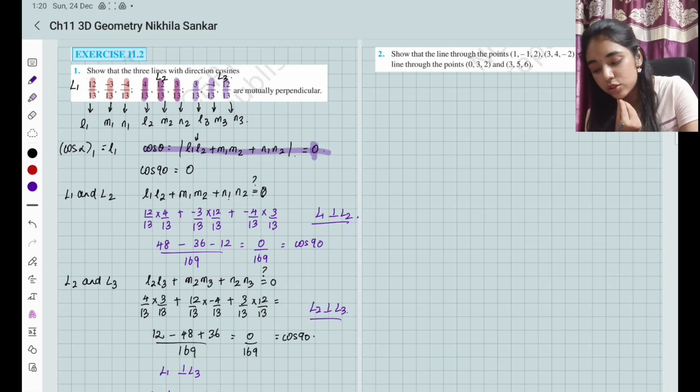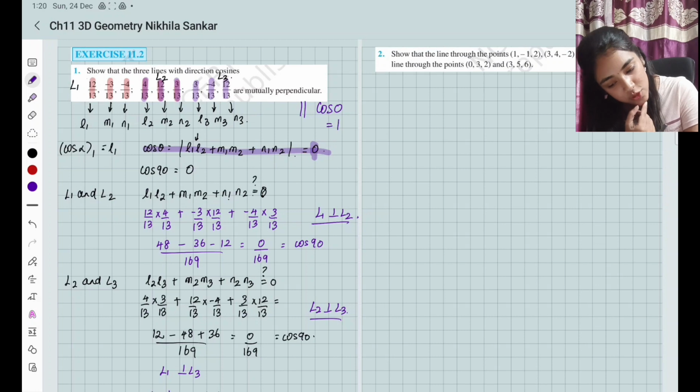இதே parallel னு கொடுத்திருந்தானா என்ன பண்ணுவோம்? If it has to be parallel, you have to prove that it is going to be cos 0, which is going to be 1.